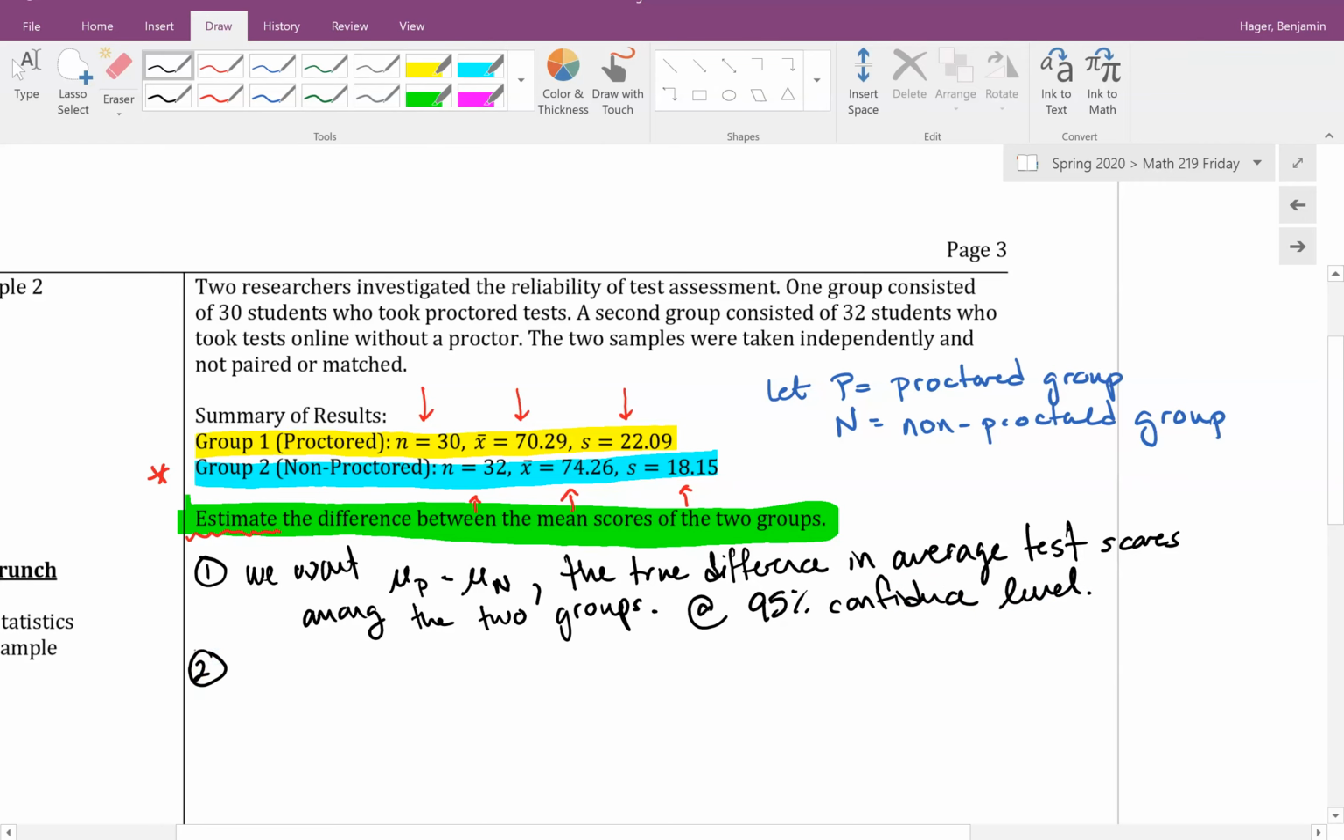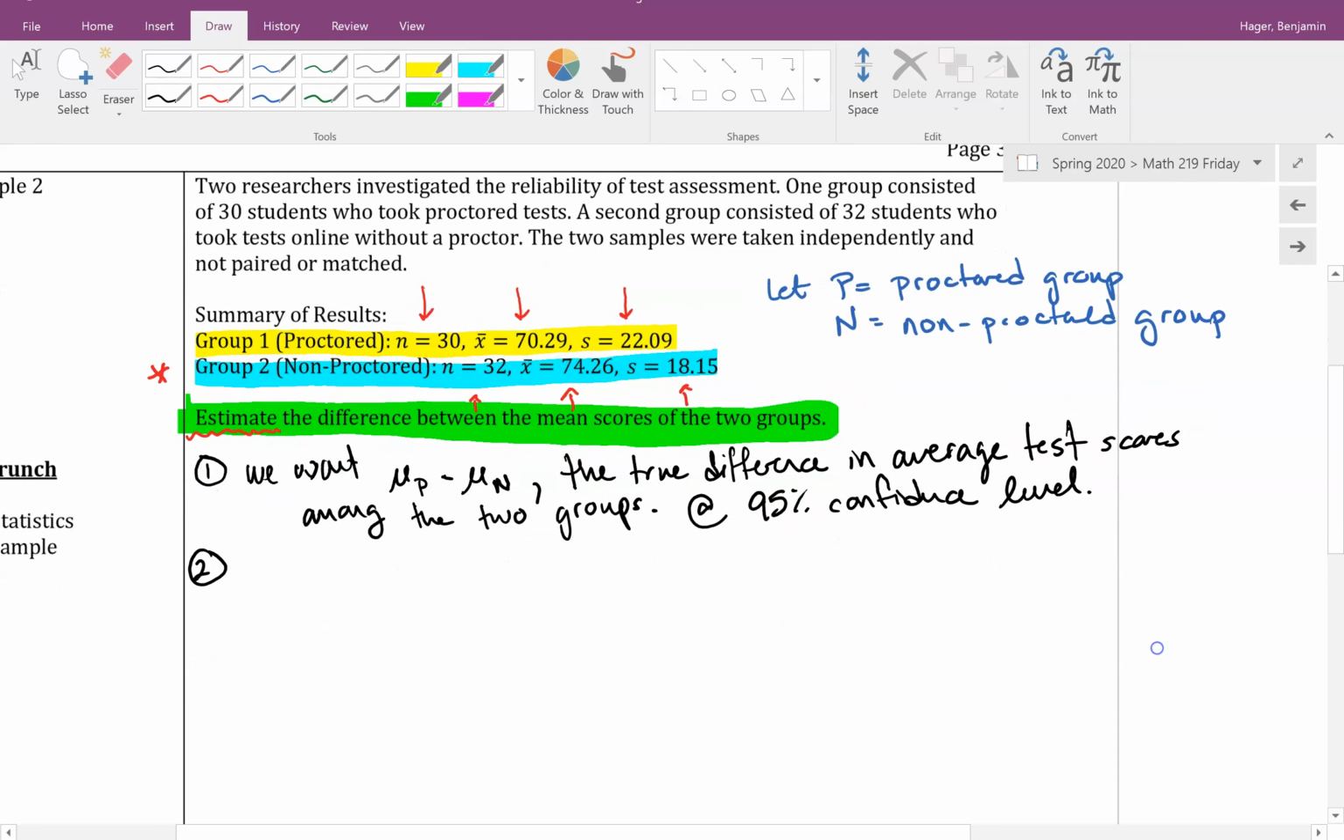Step 2 is name the procedure. Now I'm comparing 2 groups, so this is a 2. I'm looking for a mean, so it's a 2 sample. And I am using sample standard deviation, so it's a T process, and I'm doing an interval. 2 sample T interval.